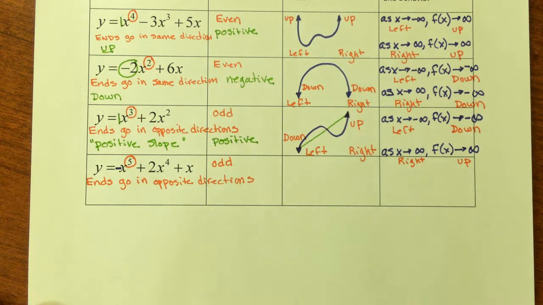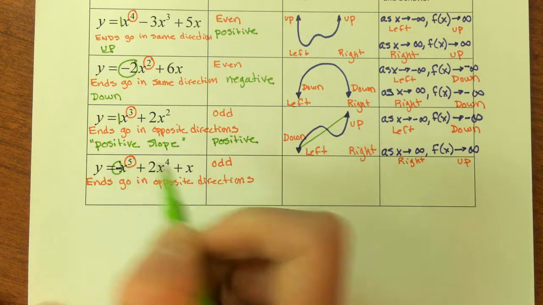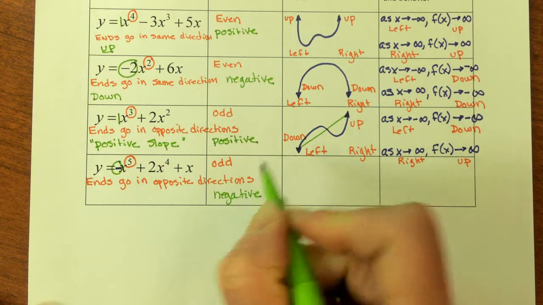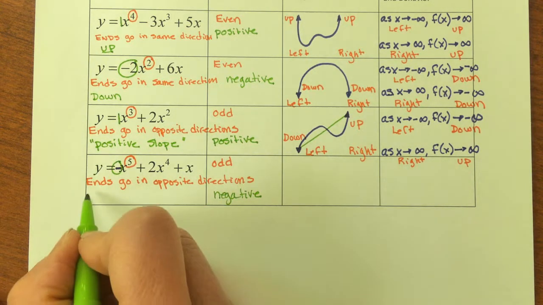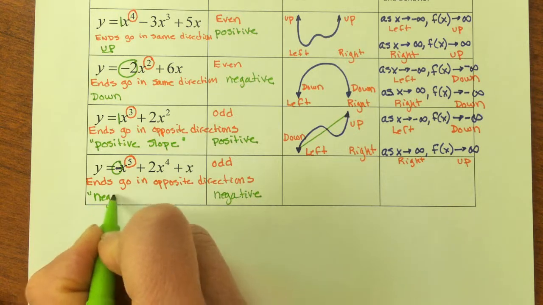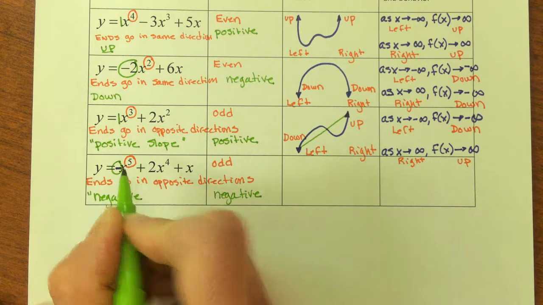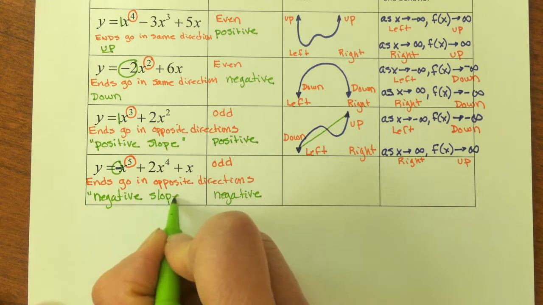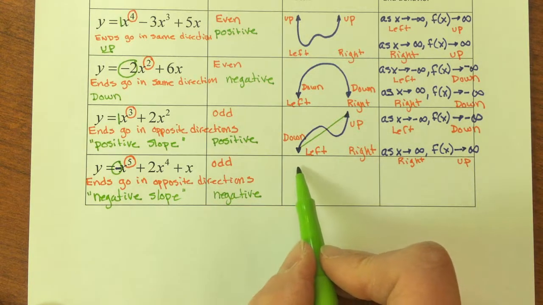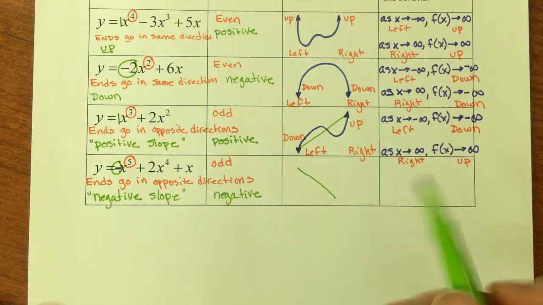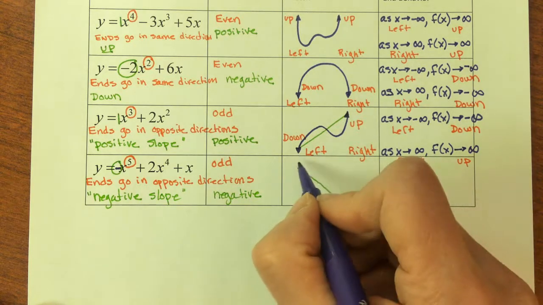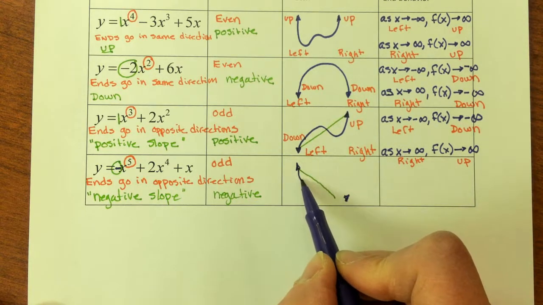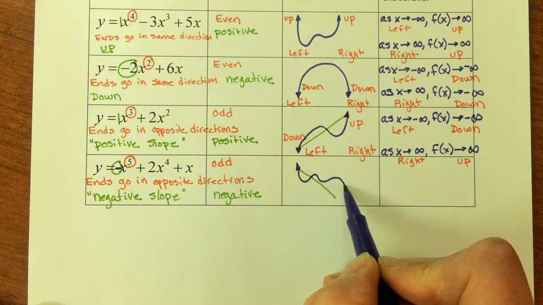And because this lead coefficient here that I just corrected is negative, so we have odd and negative, that means we have a negative slope. And again, I'm putting this in quotations because this literally does not have a slope. So it has a negative slope. That's just a concept. Negative goes this way, okay? So that means this side is going to go up and this side is going to go down, and I have something like this.